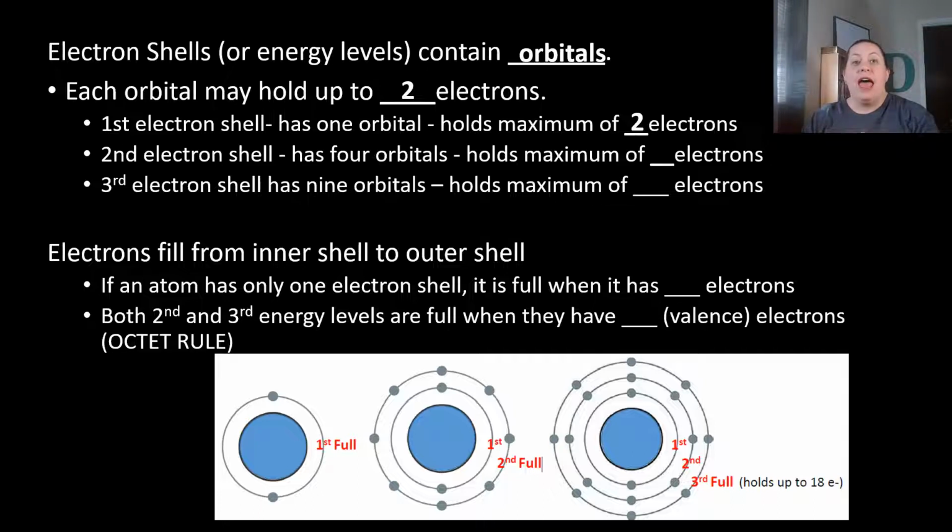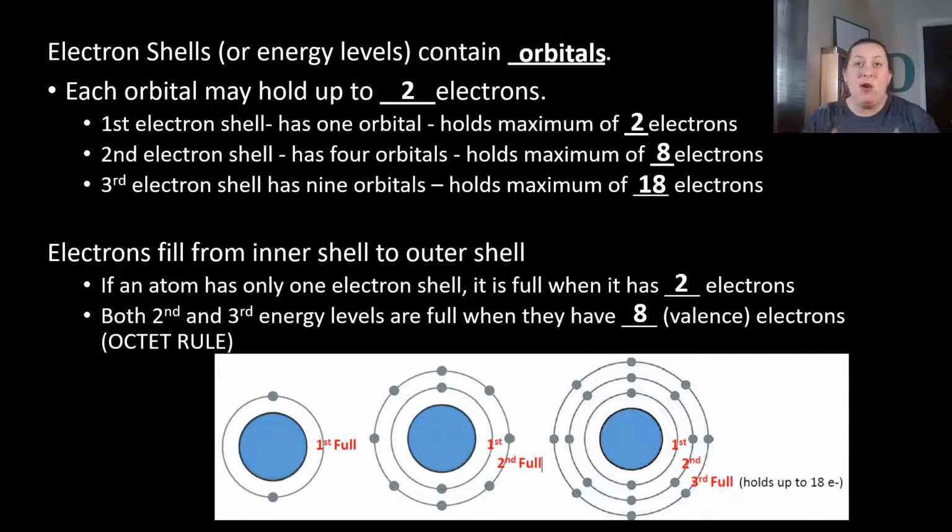The second shell has 4 orbitals, and since it has 4 orbitals, 4 times 2 tells you that they can hold 8 electrons. Each orbital can hold 2. The first shell only has 1, so it can hold a max of 2. The second shell has 4 orbitals, so 4 times 2 gives you the 8. The third shell has 9 orbitals, and it could hold a max of 18 electrons.